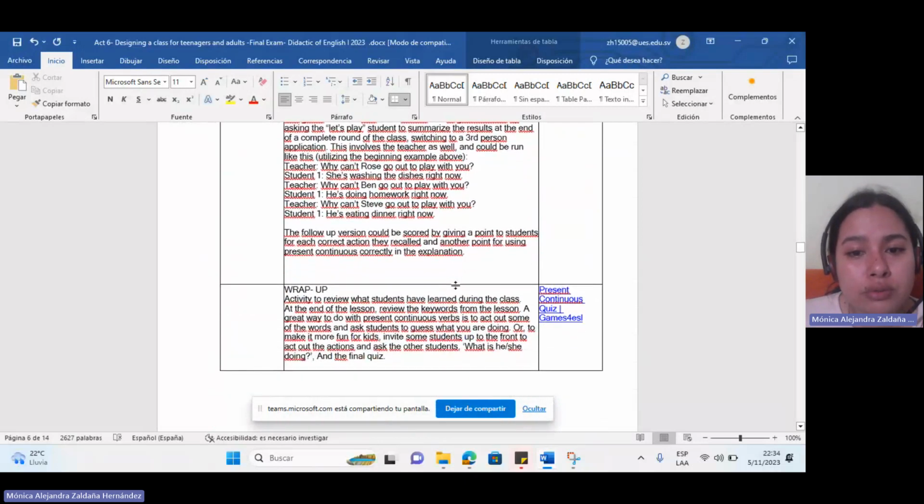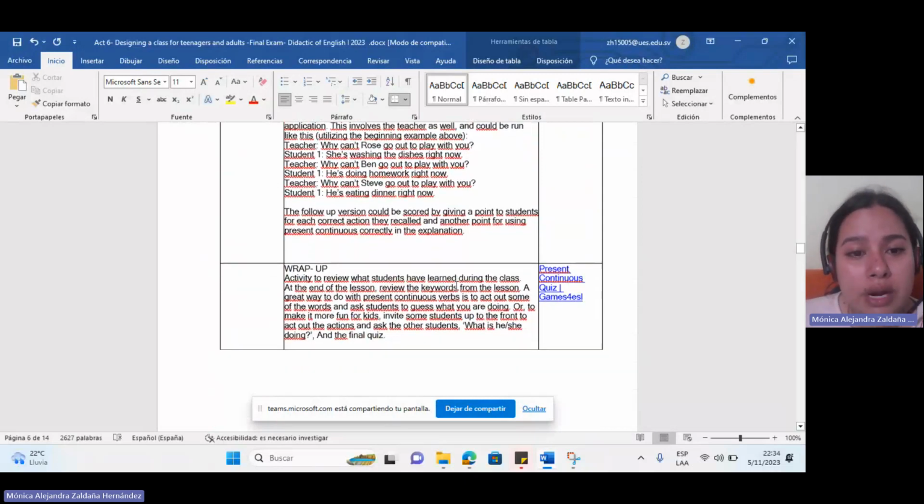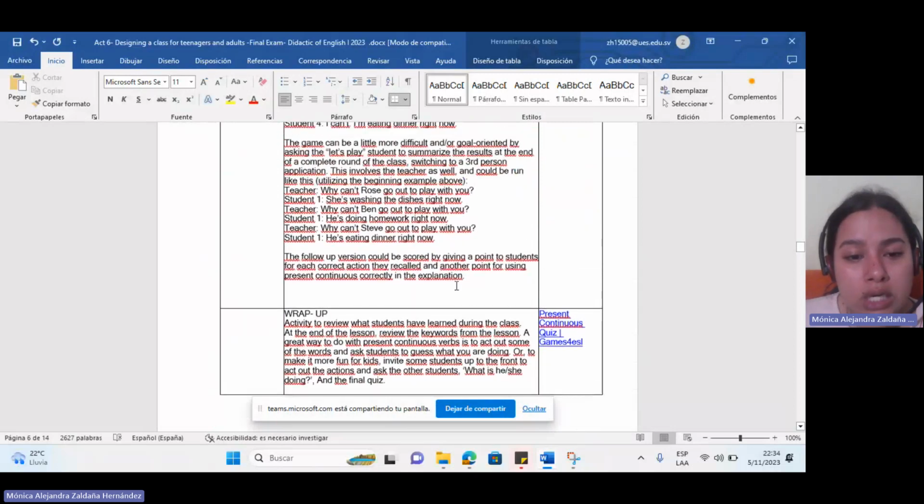The follow-up version could be scored by giving a point to students for each correct action they recall, and another point for using the present continuous correctly in the explanation. This can take around 20 minutes.